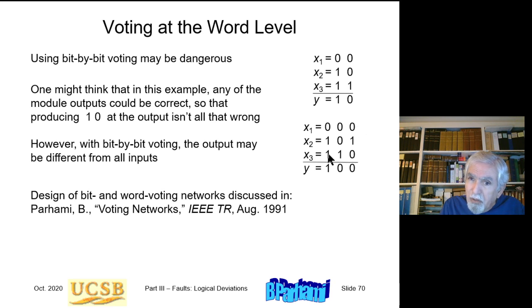Of course, in this case, I don't have majority because the 3 inputs actually disagree with each other. The 3 values disagree with each other. I don't have majority, but if I do bit voting, I'll be left with the impression that 100 has majority. But 100 doesn't even appear among the 3 inputs. So voting at the word level is different, and I need special design techniques. And some of those design techniques appear in this particular paper from 1991.